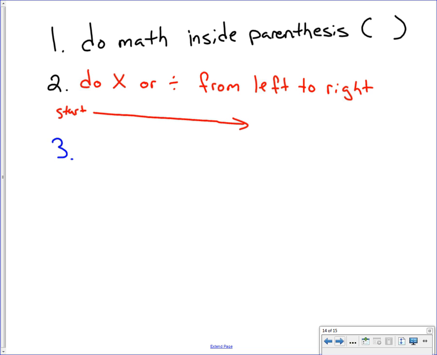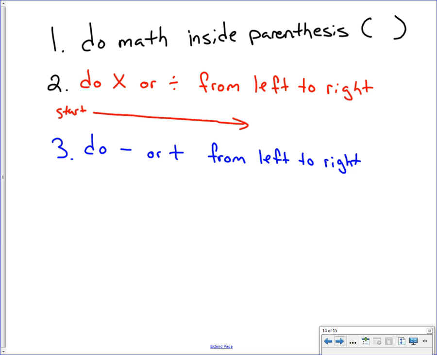So the first thing you're doing is you're doing the parentheses. The second thing you're doing is multiplying or dividing. The last thing that you do, the very last thing that you do, is you complete any addition or subtraction. So you do the subtraction or the addition. Again, from left to right.